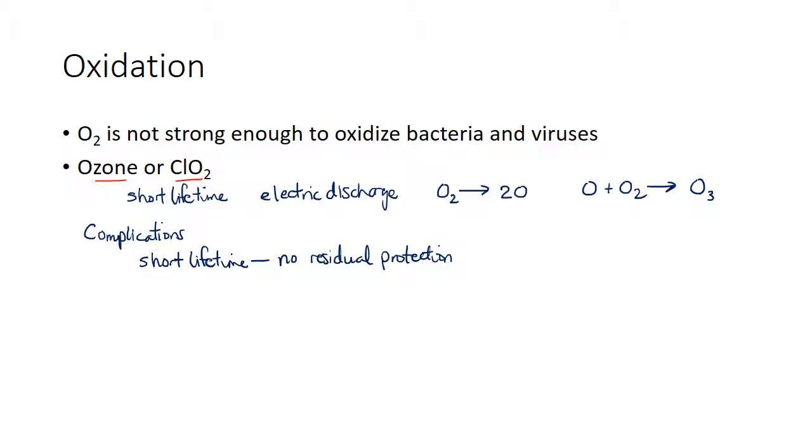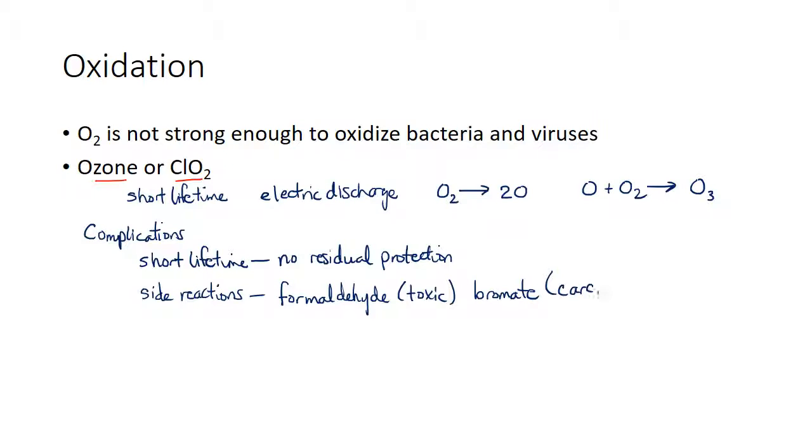So the ozone can kill the bacteria and viruses that are present at the moment of treatment, but as the water flows down the pipe, it does not carry with it any residual protection. It also has the complications of side reactions. And these can produce products like formaldehyde, which is toxic, and bromate, which is carcinogenic.